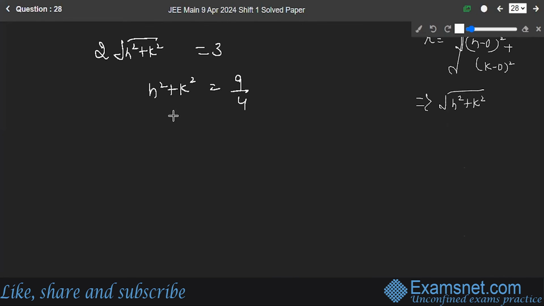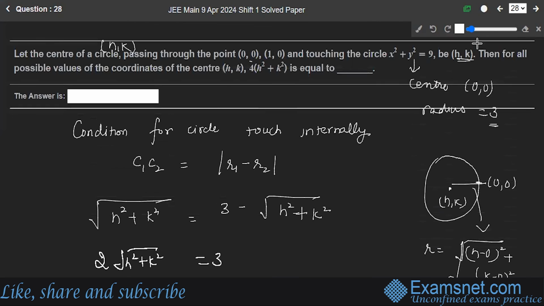Or you have 4 into h square plus k square is equal to 9. This is what you are asked in the question. 9 is the right answer to the question. Hope you got that. Let's move to the next question.